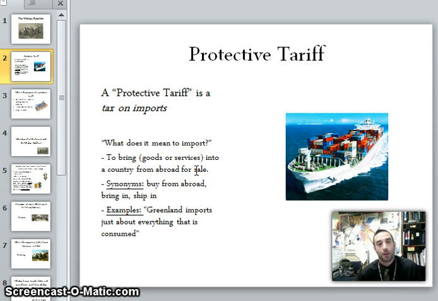And I just basically copied and pasted a couple of parts from dictionary.com to make things easy for us, which was to bring goods or services into a country from abroad for sale. So in other words, it might not be just what you're buying from another country, but what you're taking in to actually sell again. And this is going to carry a tax, okay? In this case, it's called a protective tariff. So a couple ways you can use that are illustrated here.